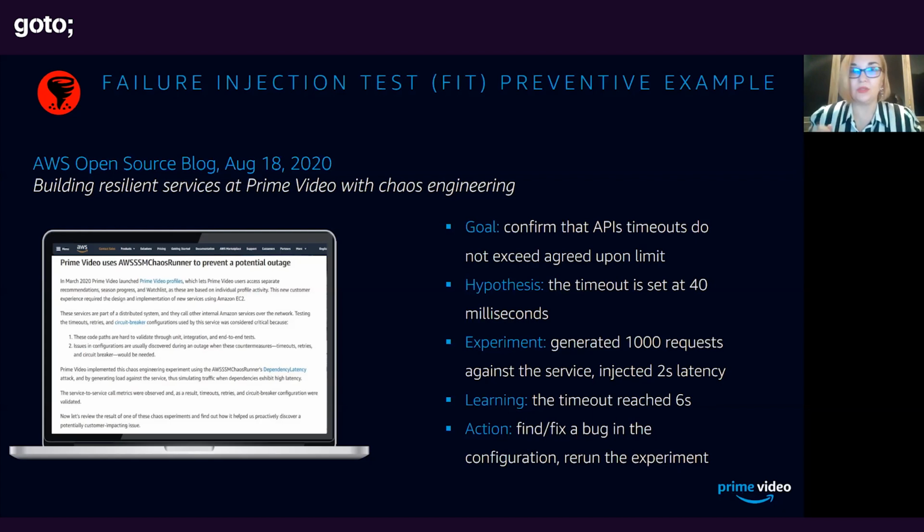Okay, great. So what did they do? They ran a load test that generated 1,000 requests, and they injected 2 seconds of latency. What they found out is that the timeout was set at 6 seconds. They had a configuration bug, and running that experiment helped them find that bug and potentially prevent an outage in the system. So this is a preventive example where failure injection helped us.